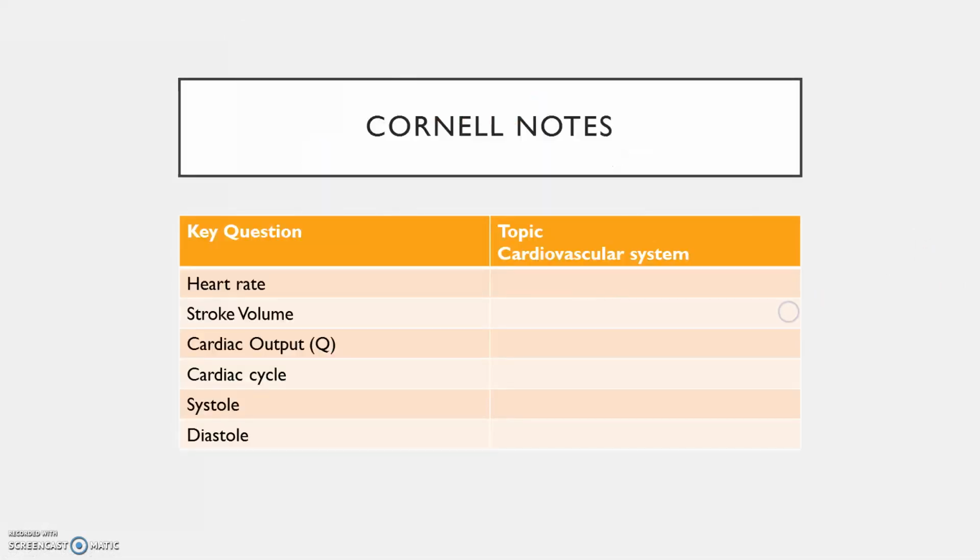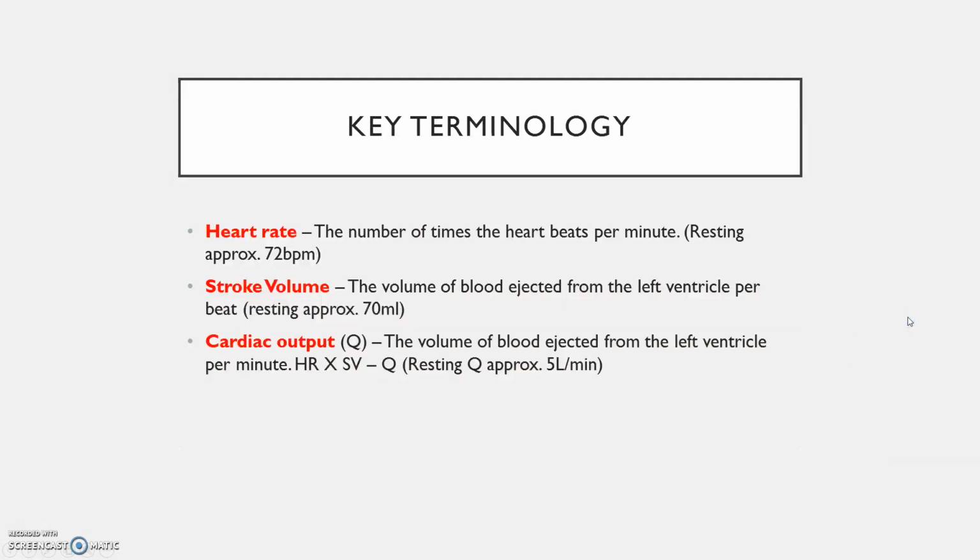Okay. So these are your key notes to start with: heart rate, stroke volume, cardiac output, cardiac cycle, systole and diastole. Okay. So heart rate, that's the number of times the heart beats per minute. Resting is approximately 72 beats per minute. Stroke volume, the volume of blood ejected from the left ventricle per beat, and this is approximately 70 millilitres whilst resting.